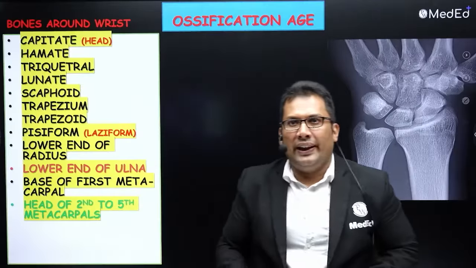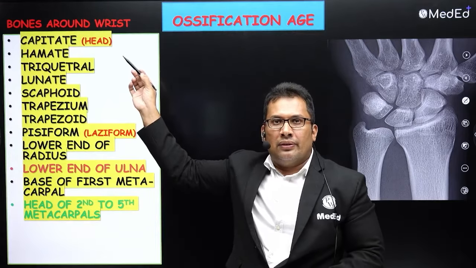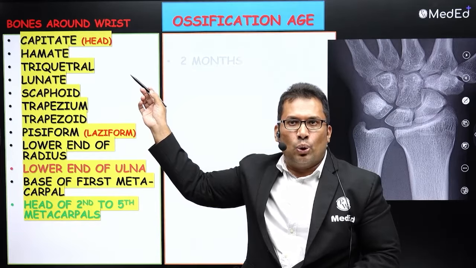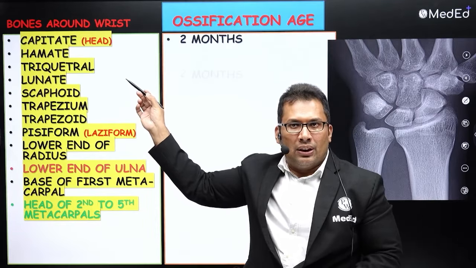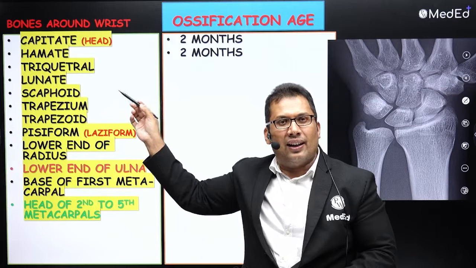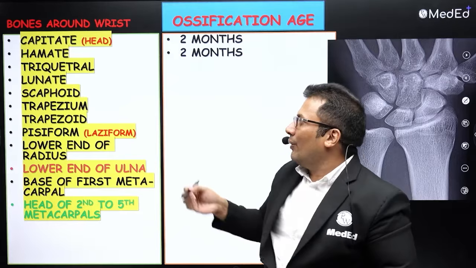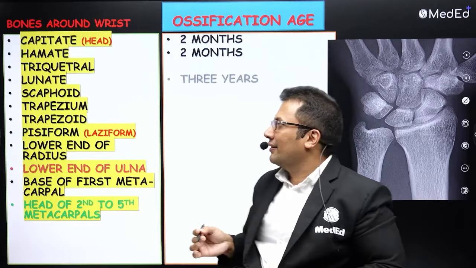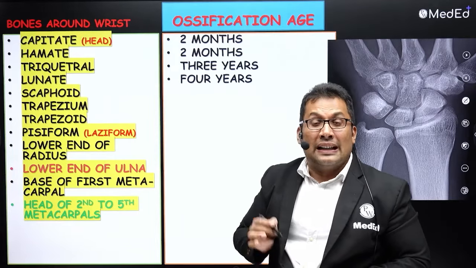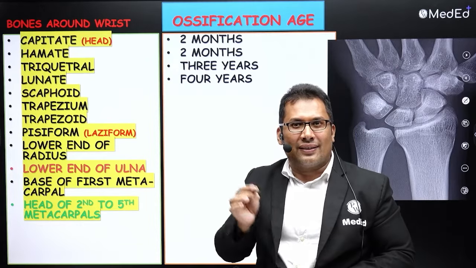Let's see what the age is according to the standard textbook. Capitate, you can remember capital, head of the family, appears at 2 months. Hamate, 2 months. You can remember capitate and hamate, they are good friends, like Raina and Dhoni. 2 months. Triquetral, I remember tri, 3 years. Lunate, moon shaped, MOON, 4 alphabets, 4 years. Scaphoid, S is S, looks like 5, 5 years.